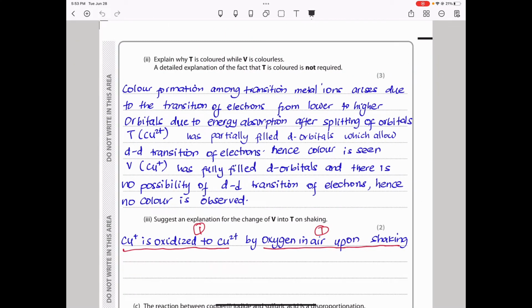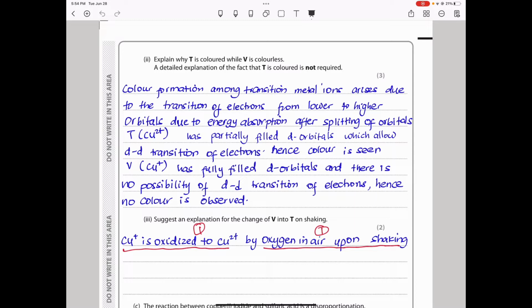It says, explain why T is coloured while V is colourless. In transition metals, remember V, if it's colourless, is going to be copper 1. It means that the d orbitals, when they are split, are not partially filled for the electrons to be able to transition, while in T, the orbitals are partially filled, so transition can occur. So I said, colour formation among transition metal ions arises due to transition of electrons from lower to higher orbitals due to energy absorption after splitting of the d orbitals.